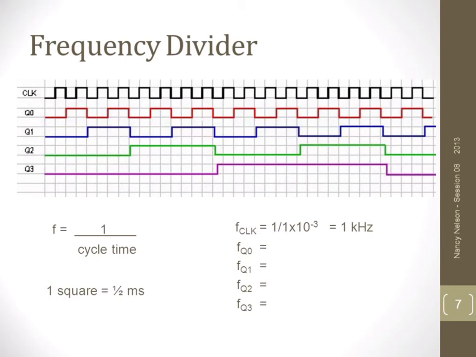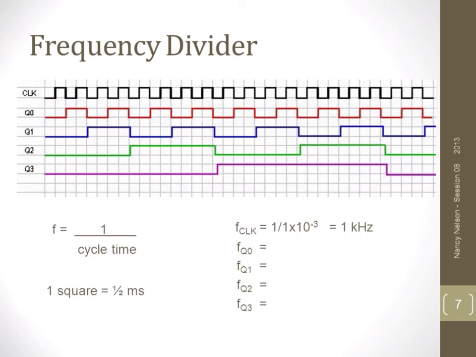Now we have exactly the same circuit, but now we're calling it a frequency divider. So let's see why it's called a frequency divider. We know from before that frequency is defined as 1 over the cycle time. For our clock, for example, we have 2 squares for each cycle. Let's assume 1 square is half a millisecond. That means our clock cycle takes 1 millisecond. So the frequency of the clock is 1 over 1 millisecond, that gives us a clock input of 1 kilohertz.